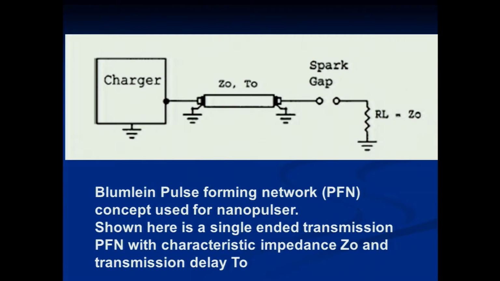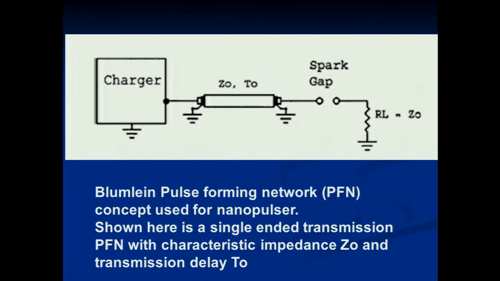This is the charger. Just like here, you have a charger, and then you discharge the charge voltage through a transmission line. Basically you put cables in parallel. The length of the cable and the number of parallel cables decide the Z0, the characteristic impedance, and the time constant of the wave. Then you have a spark gap which will fire, and the output will be sent to the impedance. So it's called a Blumlein line pulse forming network, PFN.